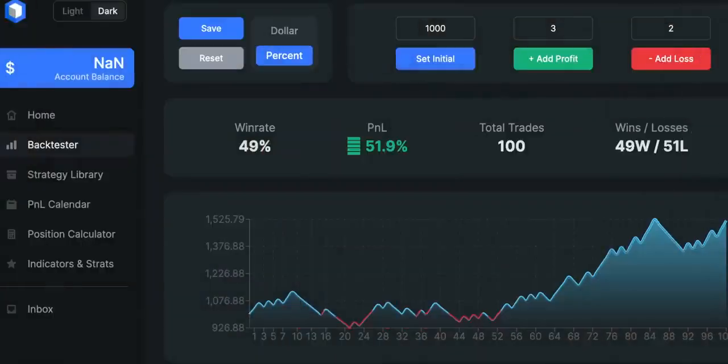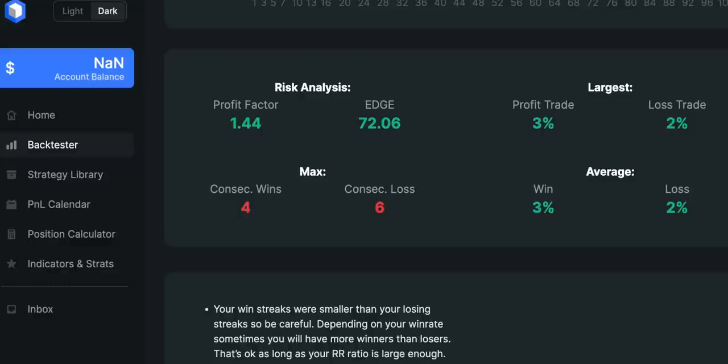Okay, so after 100 tests, the results are quite surprising, not gonna lie. I expected the win rate to be a bit lower, but it's actually 49%. And we increased our account size by 51.9%. We see at the beginning I was really terrible at drawing those support and resistance lines, but as soon as I understood how to draw them properly, I started making some really serious gains. The profit factor for this strategy is 1.44, and I had 4 consecutive wins against 6 consecutive losses.